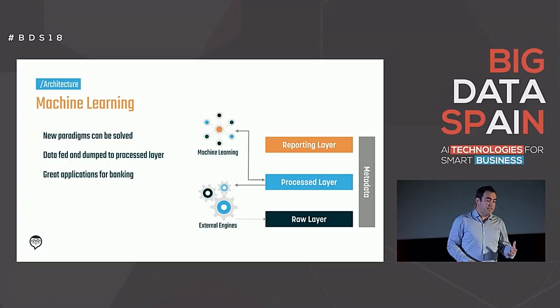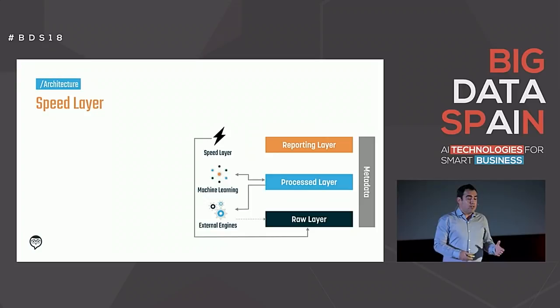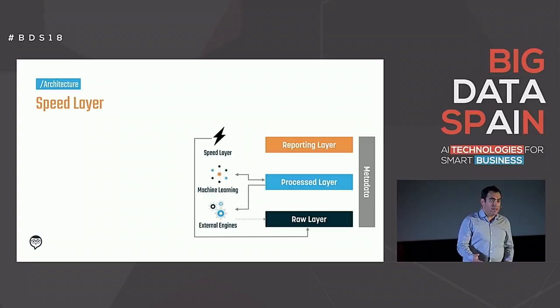Now, we can add on top of that a speed layer. You can have real-time information within a data lake. It's not just for batch processing. You can have a layer where you have real-time information. It should go through the raw layer, and then move to the process layer and the reporting if needed. And you can do that in real time. I mean, moving through from layer to layer doesn't imply that it's a batch process, but you can do it on the fly.